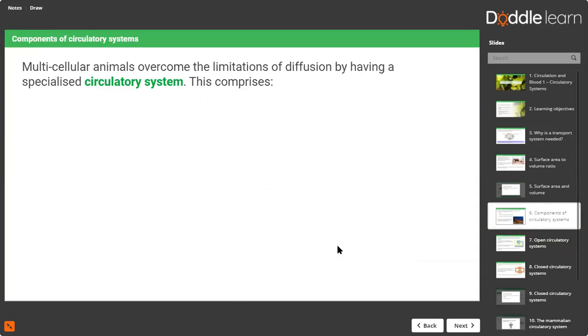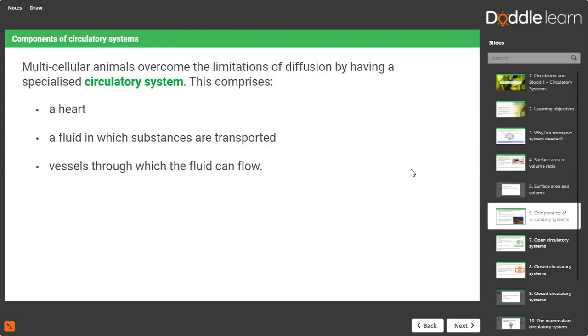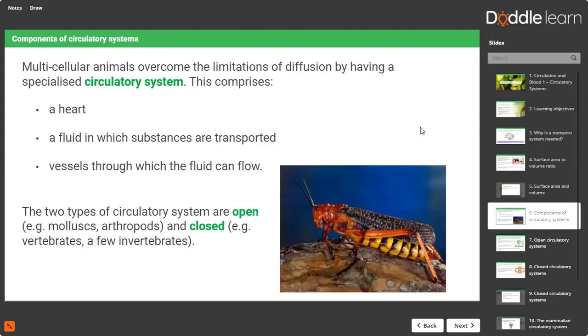Okay, so components of circulatory systems. Multicellular animals overcome the limitations of diffusion by having specialized circulatory systems. These comprise a heart, a fluid in which substances are transported, and vessels through which the fluid can flow. The two types of circulatory systems are open, in things like mollusks and arthropods, and closed, such as in vertebrates and a few invertebrates. The insect example I gave you was an open one, and closed is like the human and the fish one.